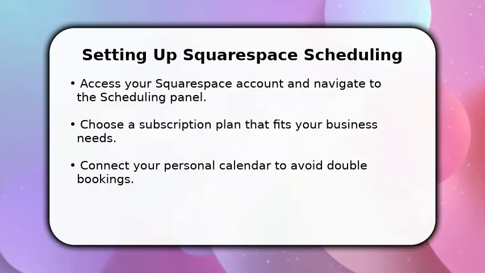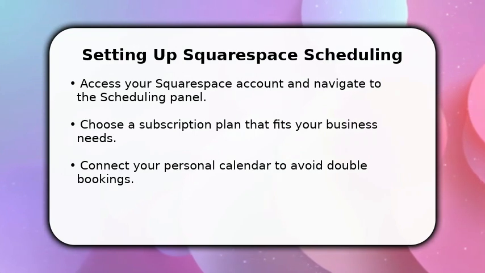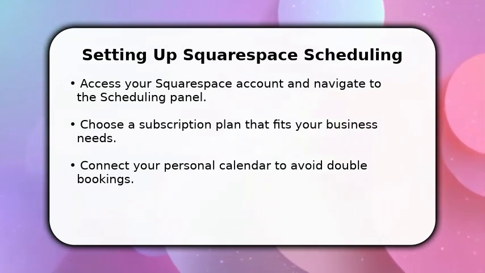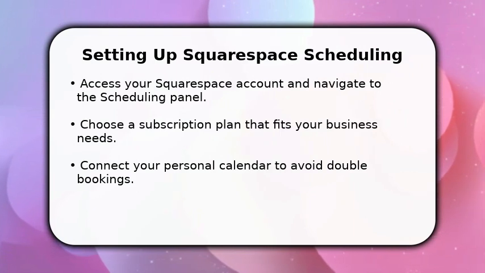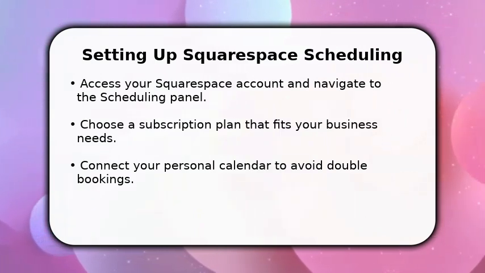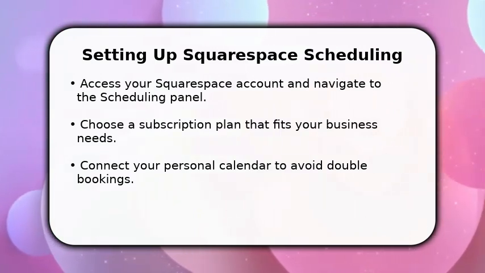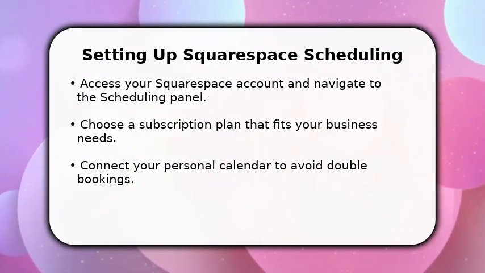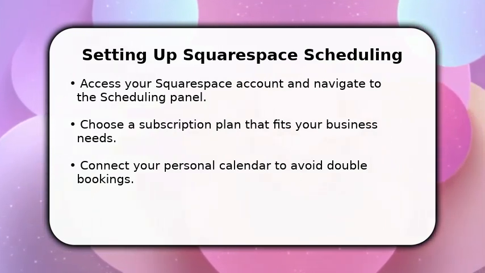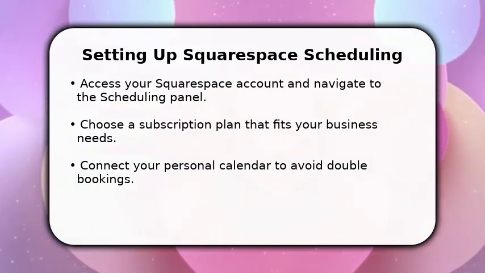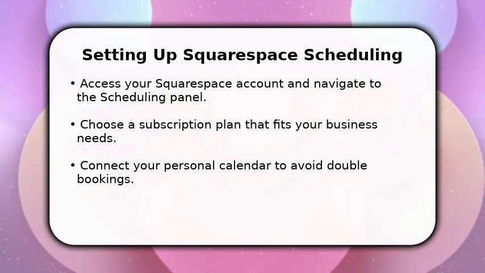In this video, I will explain how to set up booking on Squarespace. First, log into your Squarespace account and find the scheduling panel. You will need to select a subscription plan that aligns with your business requirements. Then, connect your existing calendar, like Google Calendar or Outlook, to automatically block out unavailable times. This ensures you avoid any double bookings and maintain accurate availability for your clients.